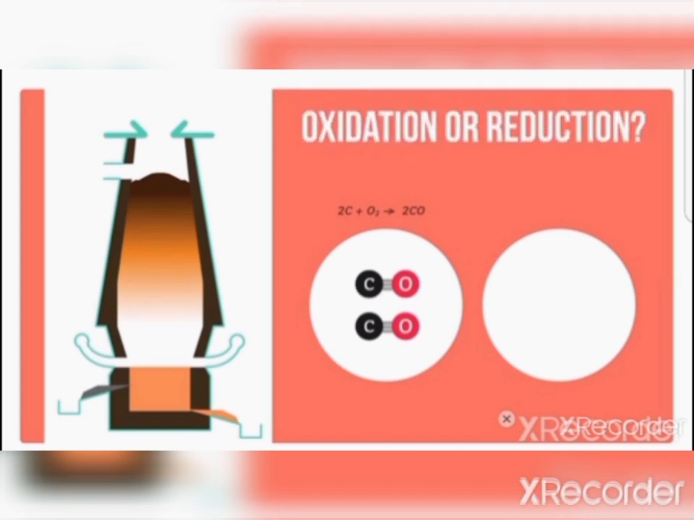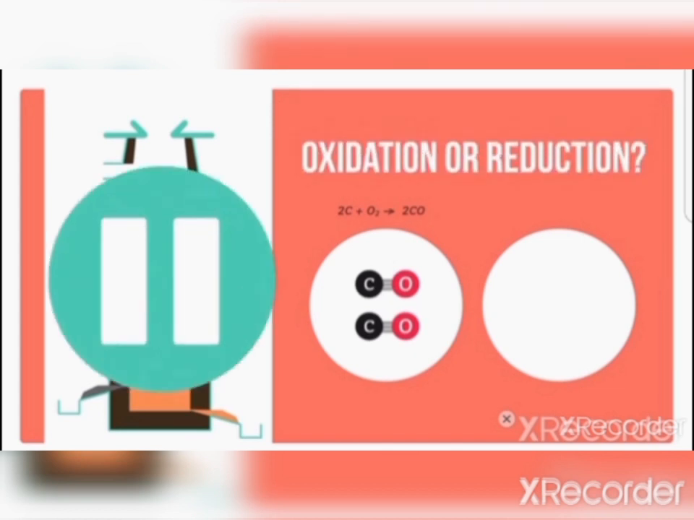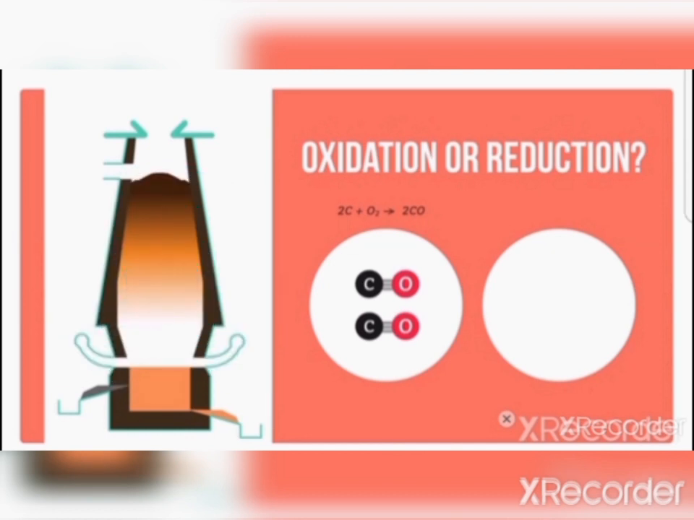Oxygen gas react with coke to form mostly carbon monoxide and carbon dioxide. Is it an oxidation or reduction reaction? It is an oxidation reaction because carbon gain oxygen. These reactions are highly exothermic. As hot carbon monoxide rises, it reacts with iron oxide and reduces it to iron. Molten iron collects at the bottom of the furnace.